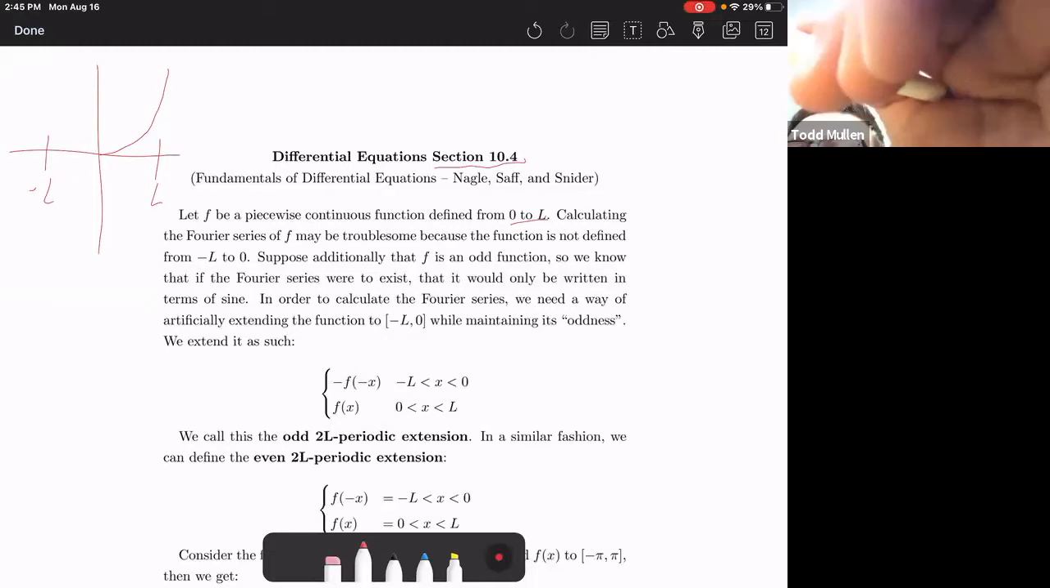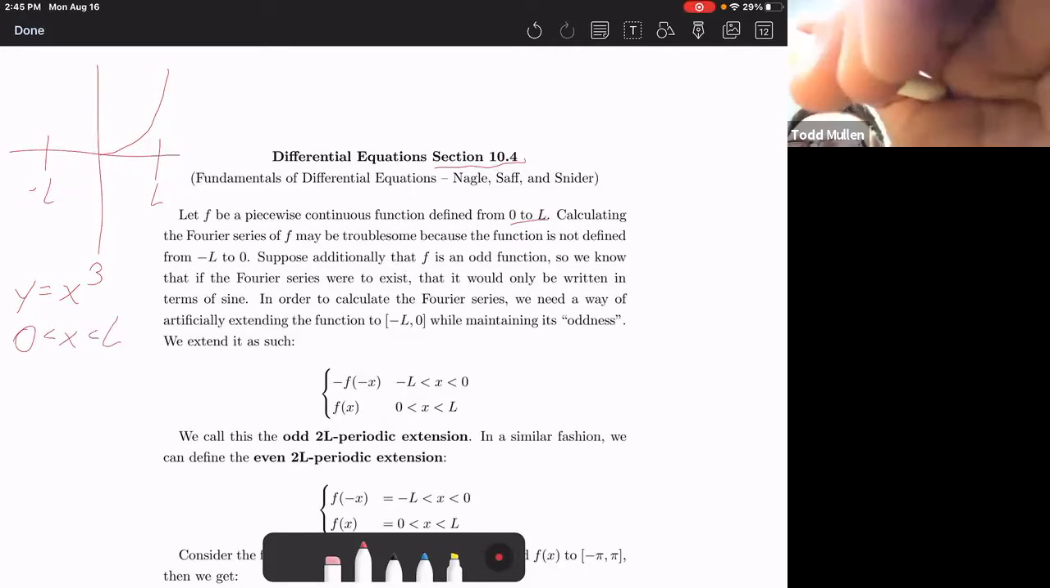Suppose additionally that f is an odd function. So we know that if the Fourier series were to exist, it would only be written in terms of sine. So I'm looking at something like y equals x cubed. We know x cubed to be an odd function, but it's only defined from 0 less than x less than L.